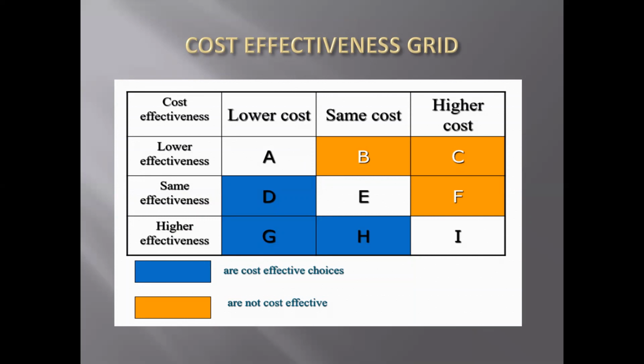And this is a cost effectiveness grid. So it is a pharmacist's duty to ensure the therapeutic and pharmaceutical care which is not only safe and effective but it should also be cost effective for the patient, to improve the patient's quality of life. So here, GZH refers to cost effective choices and BCF determines that these are not cost effective.